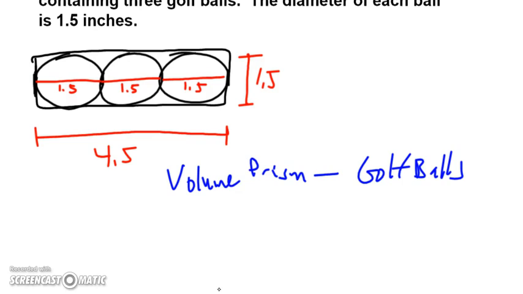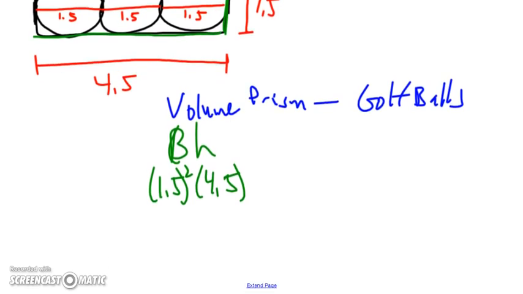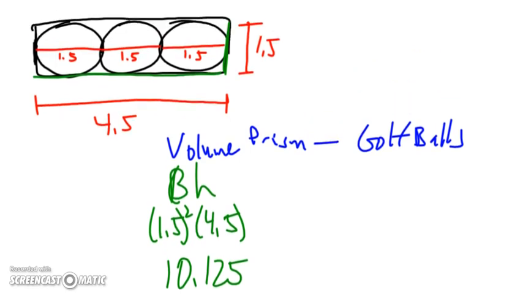If we think of the prism, the area of the base is this golf ball. That is 1.5 by 1.5. And then the height of the prism is 4.5. So we get a total volume of the prism to be 10.125.